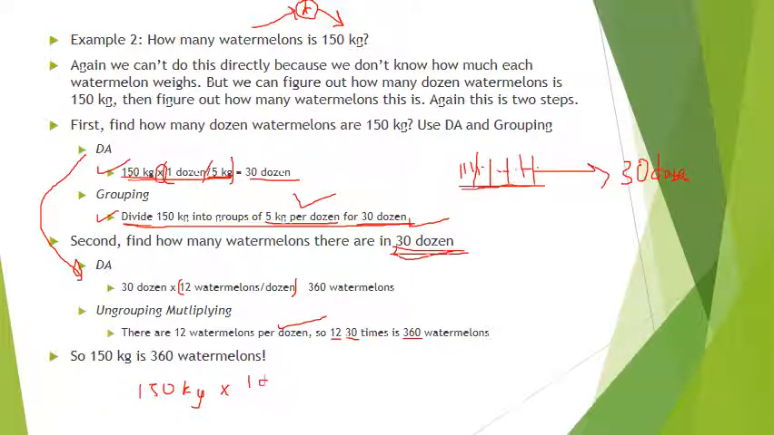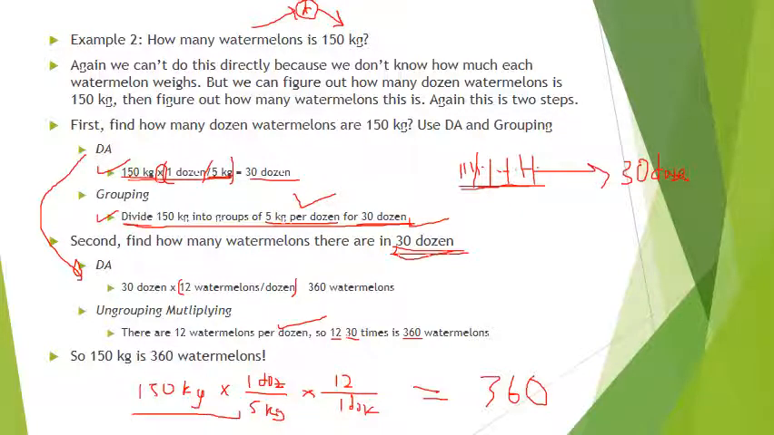Okay, times the conversion factor of 1 dozen over 5 kilograms. Okay, the kilograms cancel out. And then you're going to have your dozen, which is 12 per 1 dozen. Now the dozen will cancel out, and then you'll end up with 360.